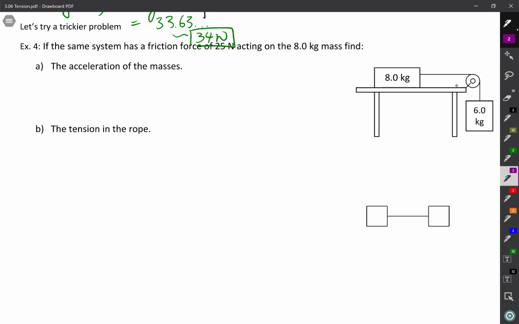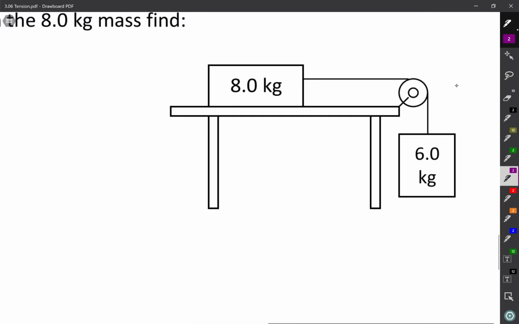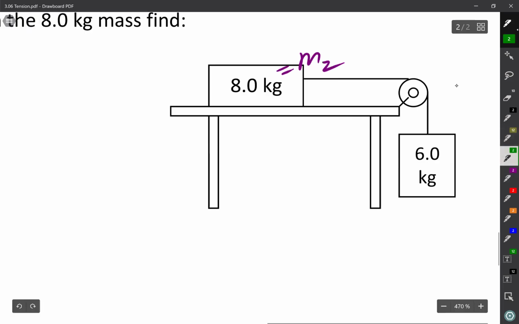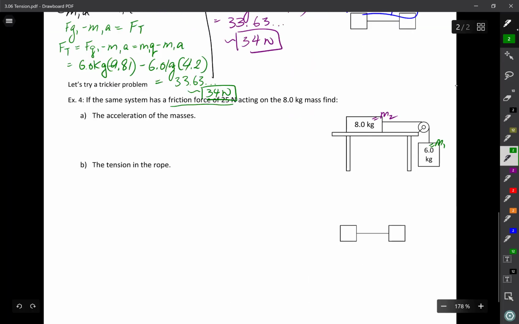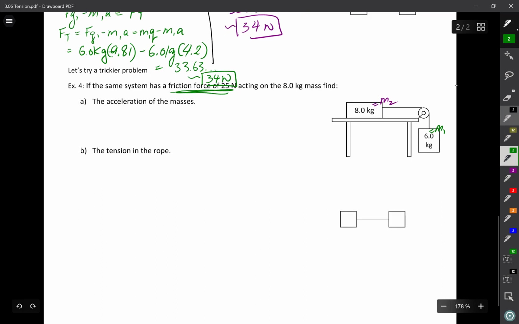Okay, so let's start off. Example 4. Again, I'm going to label this as mass 2, label this as mass 1, and I'm going to draw the free body diagram. The only difference in this problem is we're given the friction force. Now, if you were really savvy, what you could do for question C is find the coefficient of kinetic friction.